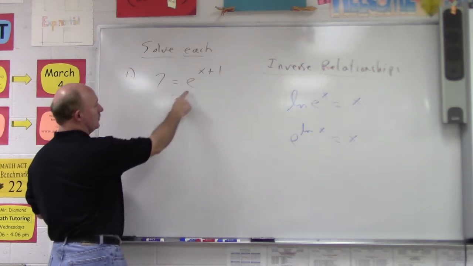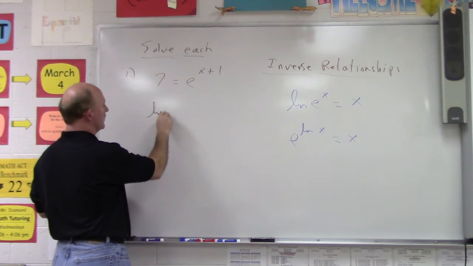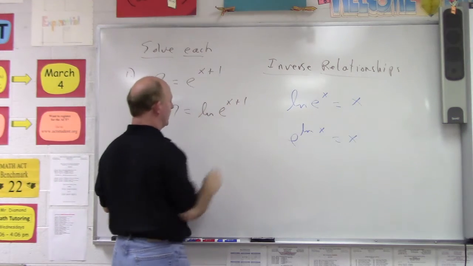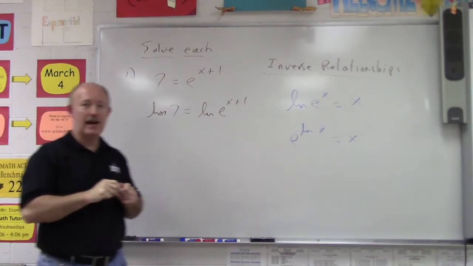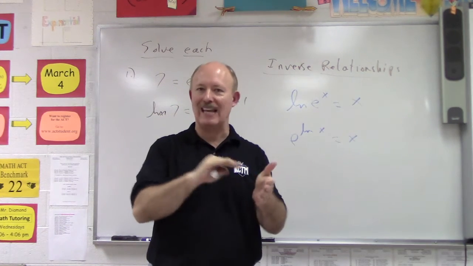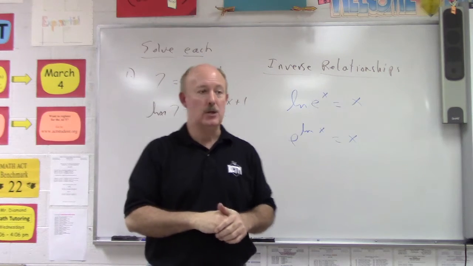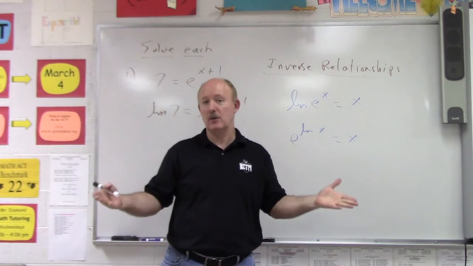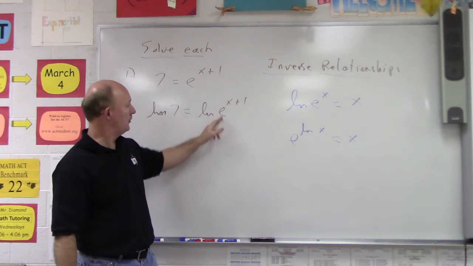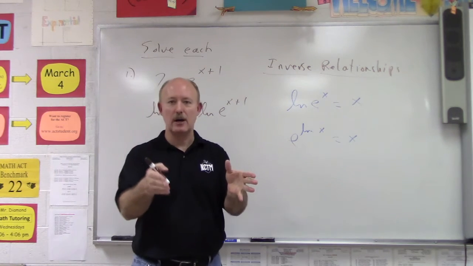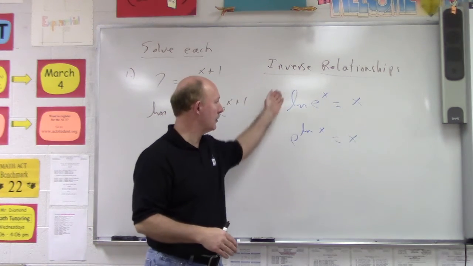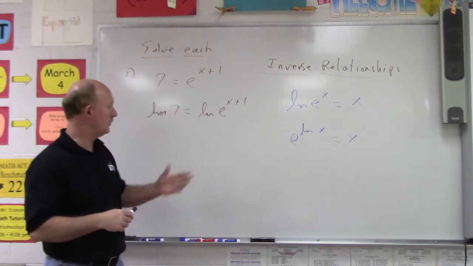So what we're going to do is take the natural log of both sides. We do natural log 7 equals natural log e to the x plus 1. Keep in mind, you can use any logarithm you want. You can use common logs, you can use base 3 logs, you can take the logarithm of both sides of your equal sign to solve. Since this is an e function, it's a lot better to use natural logs. That way we can use our inverse relationships as we solve some of these equations.